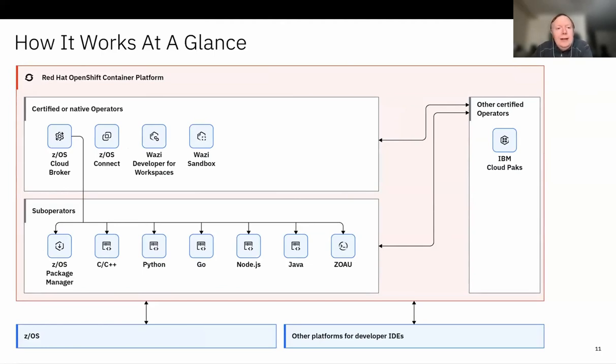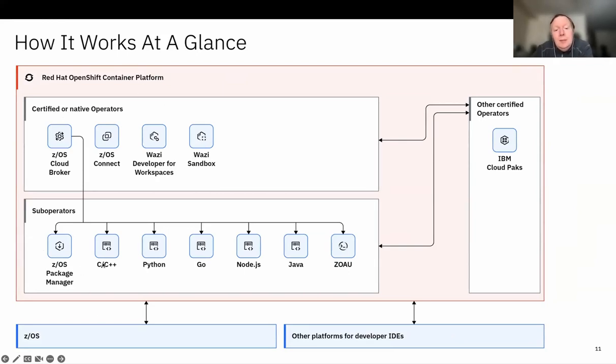So just to go at a glance, because sometimes it's a bit difficult to wrap your mind around all of the different things we're talking about here. In this case, we've got the Red Hat OpenShift Container Platform. That's the hosting environment on this. We have these certified or native operators. So in this case, we're talking about some of the other products in the stack. You see Wazi Sandbox and zOS Connect and things of that nature. So these are the other products.